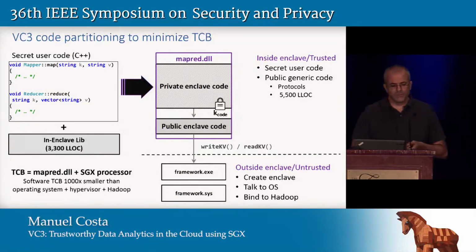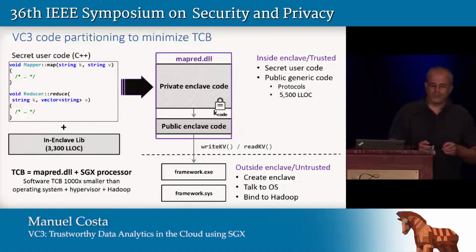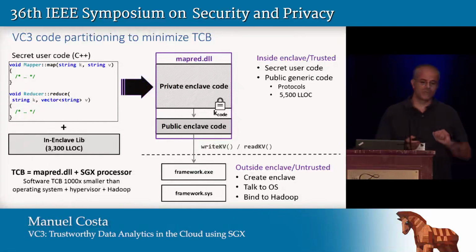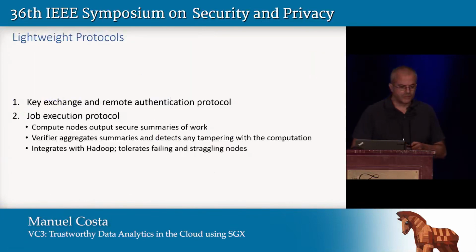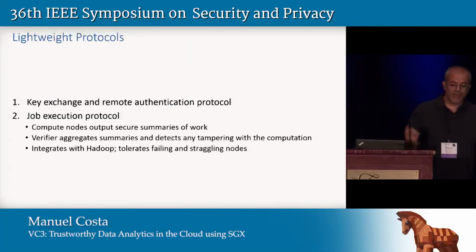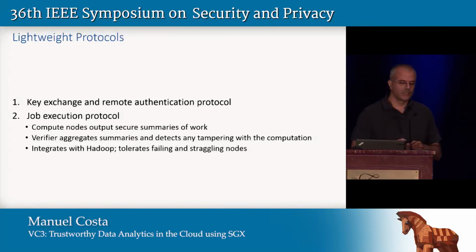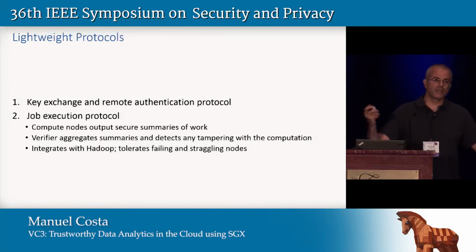So what we achieve here with this design is that the TCB is essentially the code that we put inside of this DLL, the secret data analytics code that the user writes, and the hardware TCB is the SGX processor. So the software TCB is 3 orders of magnitude smaller than the operating system, hypervisor, and Hadoop. So we have this very small TCB. So this is how we package the code to do the data analytics computations. Then we ship it to the cloud.